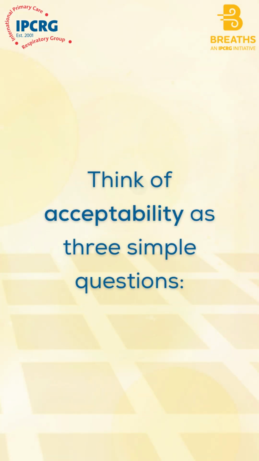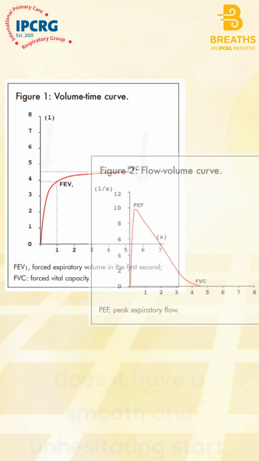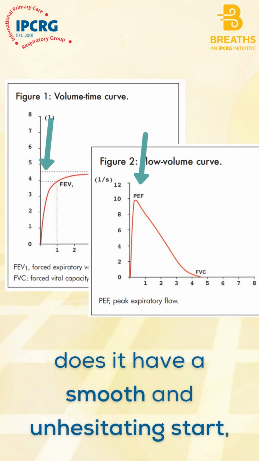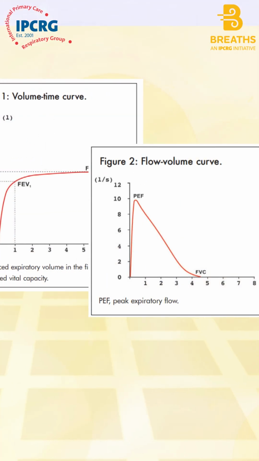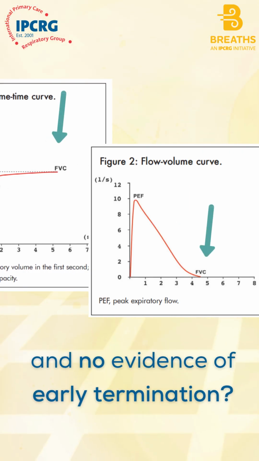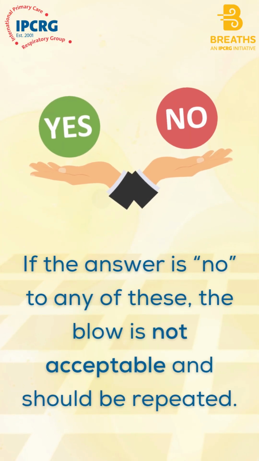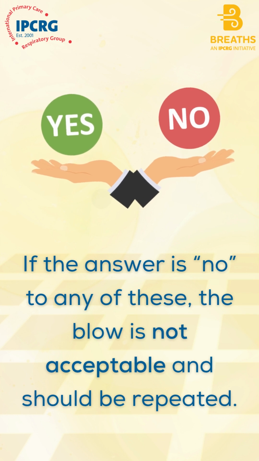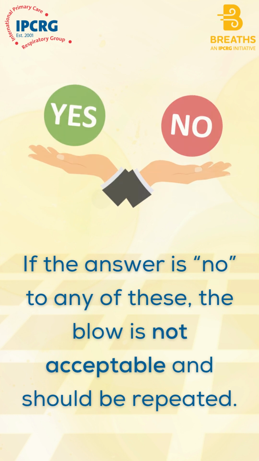Think of acceptability as 3 simple questions. Does it have a smooth and unhesitating start? A smooth downward curve without artifact? And no evidence of early termination? If the answer is no to any of these, the blow is not acceptable and should be repeated.